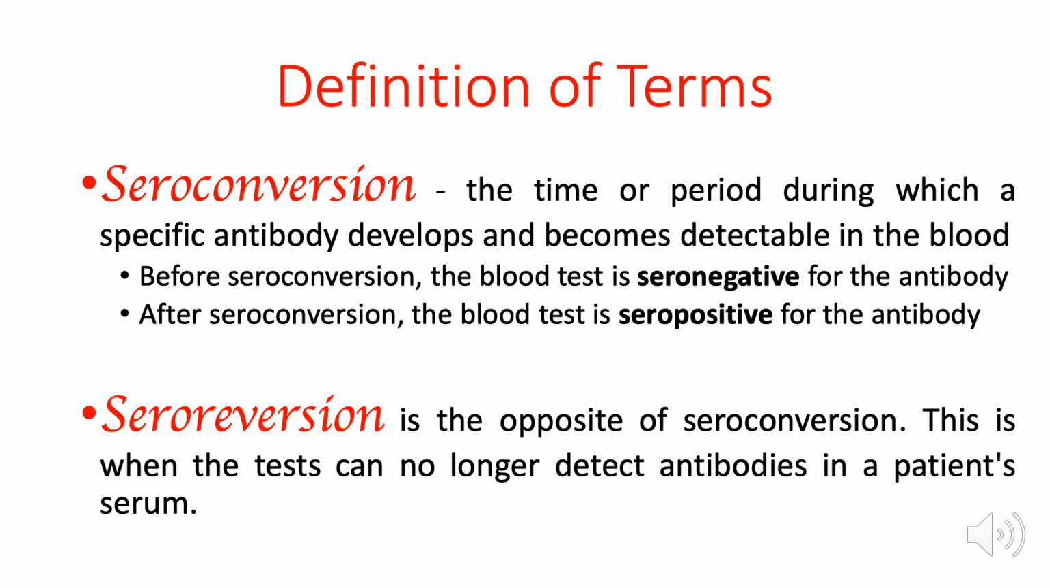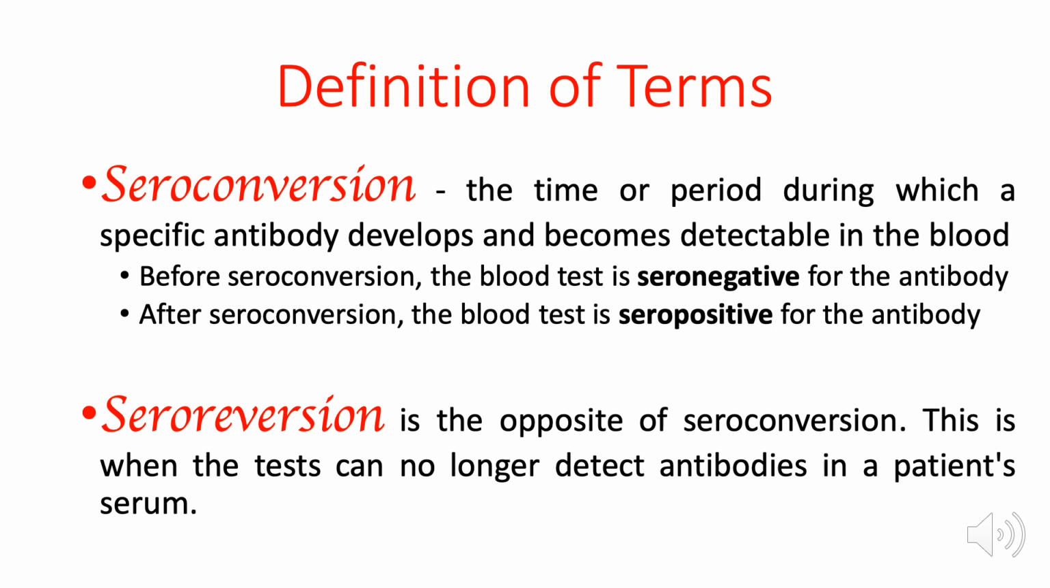Before achieving seroconversion, the serum or blood is labeled as seronegative. That would indicate that the serum does not yet have detectable levels of antibodies. After seroconversion, the sample will now be labeled as seropositive. Seroreversion, on the other hand, is the opposite of seroconversion. This is the time when tests can no longer detect antibodies in the patient's sample.